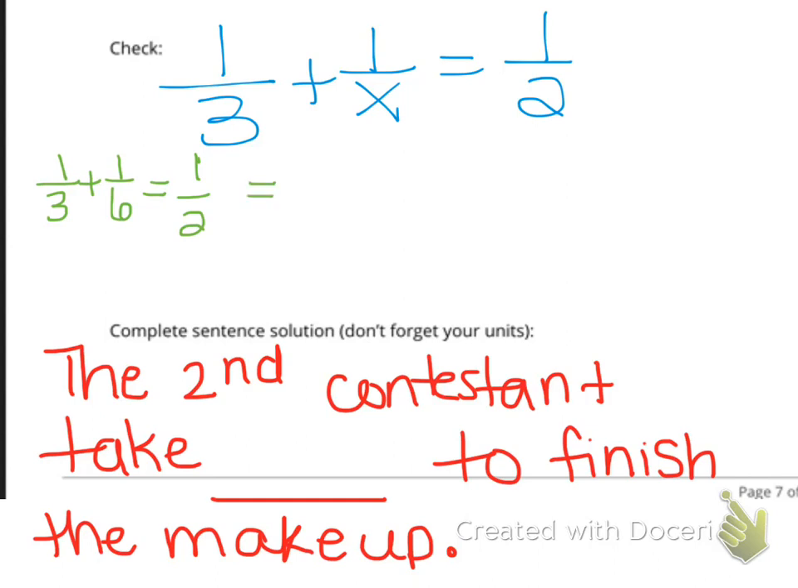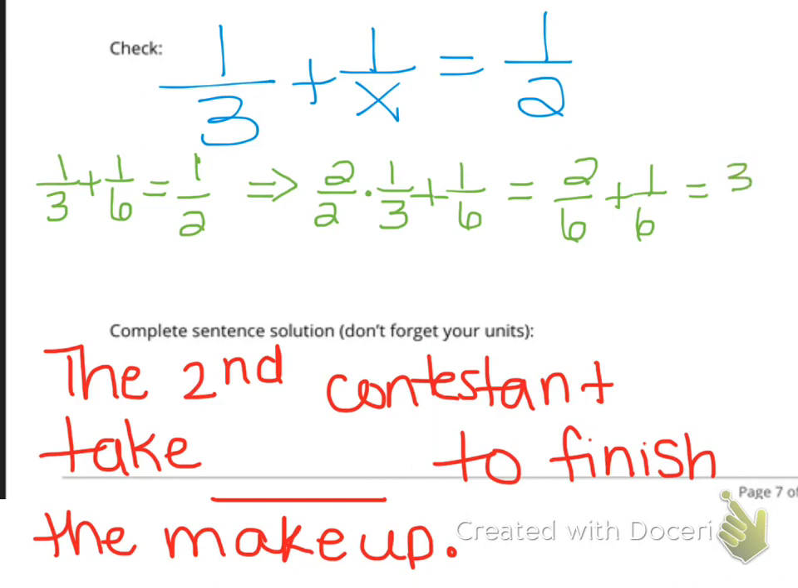I need to build up a common denominator on the left-hand side, and that common denominator should be 6. The LCD between 3 and 6 is 6. So I'll need to multiply the first fraction, 1 over 3, by 2 over 2, plus 1/6, and I'll need that to equal 1/2. I get 2 over 6 plus 1 over 6, and that's equal to 3 over 6. So in the end, I have 3 over 6 is equal to 1/2, or 1/2 is equal to 1/2.